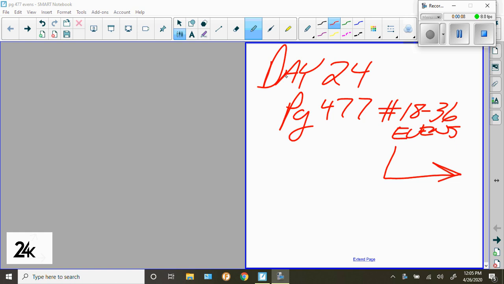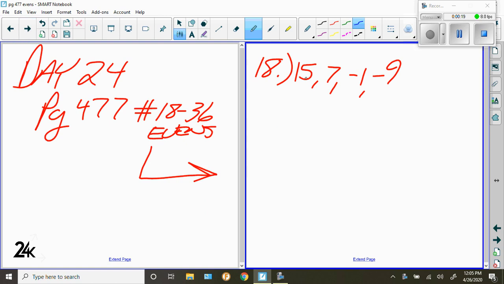Welcome, pre-calculus, to day 24. This is page 477, numbers 18 through 36 even. Let's get on it. Okay, decide arithmetic, geometric, or neither, and then figure out the formula, right? We have to figure out the formula too. Okay, we can totally do that.